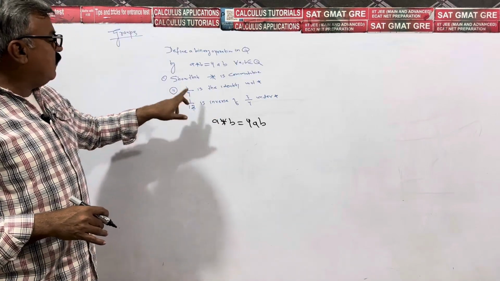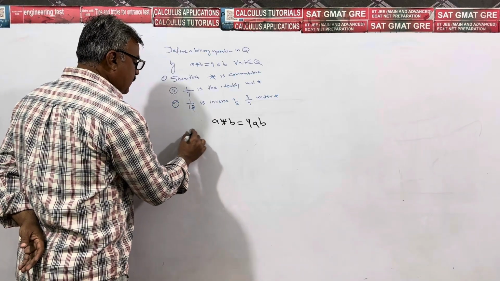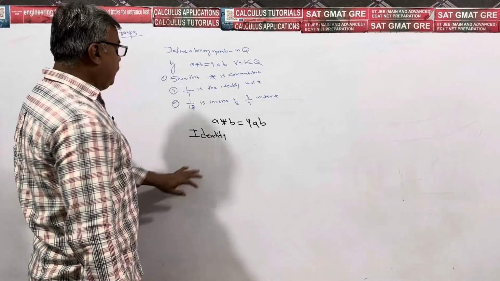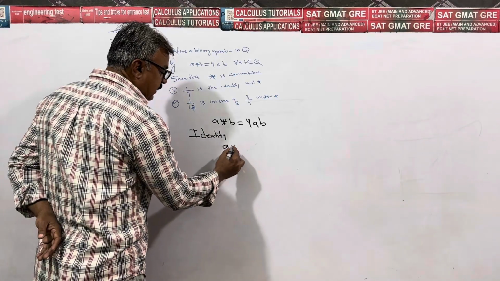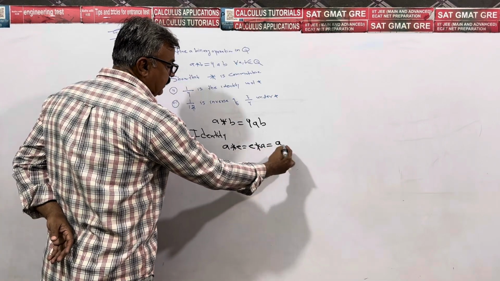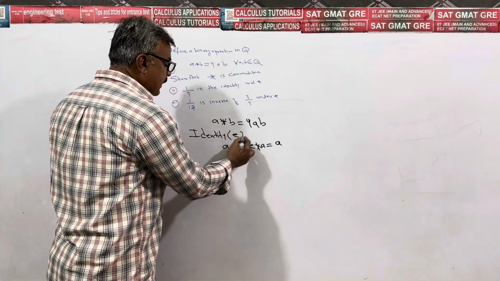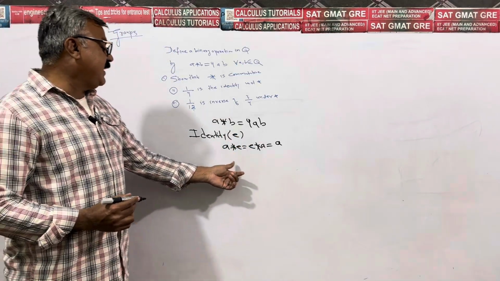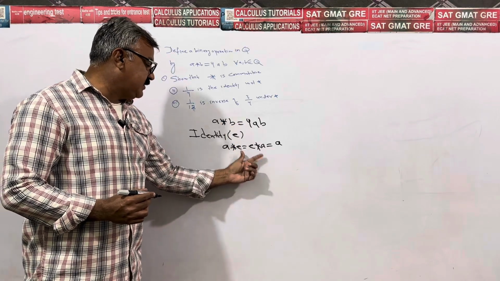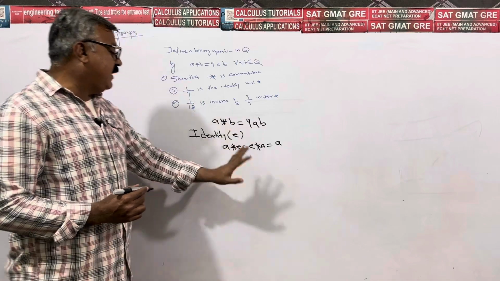Our first task is to show that 1 upon 4 is the identity. What is the definition of identity? In abstract algebra or group theory, A star E or E star A always leads to A. That is the definition of identity, where E is our identity. Follow this, this is the definition, and this is the binary operation given to us. Follow this and find the value of E.